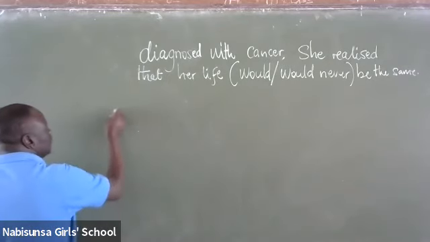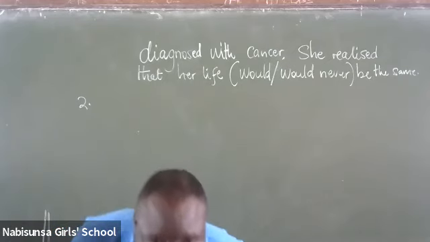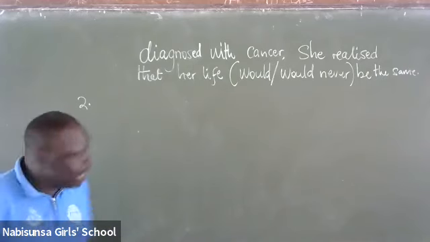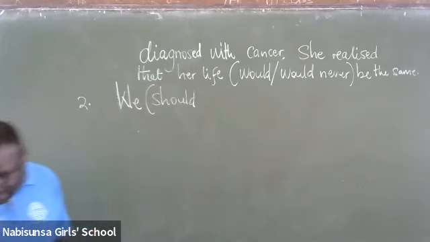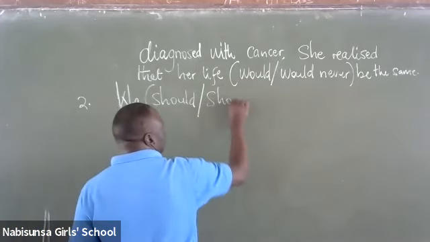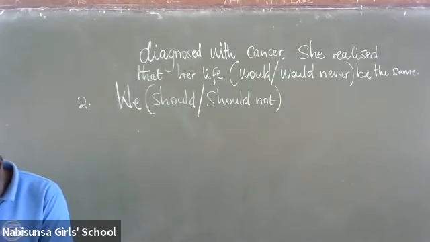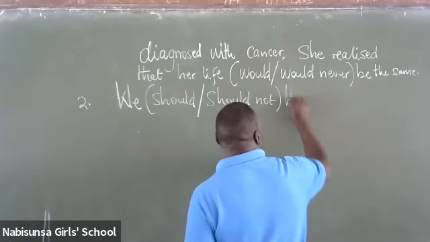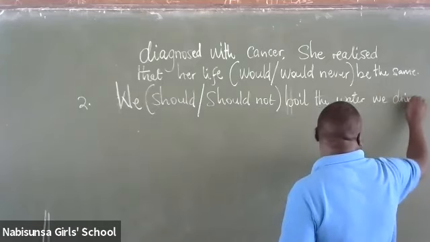Number two. Are you saying something? Your network is poor, sorry. Number two, we, are using should in the brackets. We should not, close brackets, should not boil the water we drink. Stop.